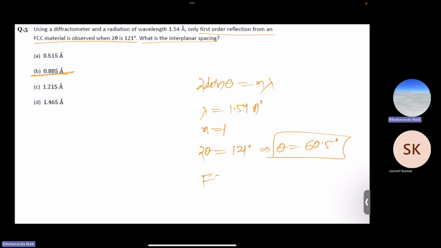And FCC is given. FCC means d will be a divided by root over h square plus k square plus l square. So again, here we don't need to find out the value of hkl, because we only need to calculate the value of interplanar spacing. So we only need to find out the value of d.